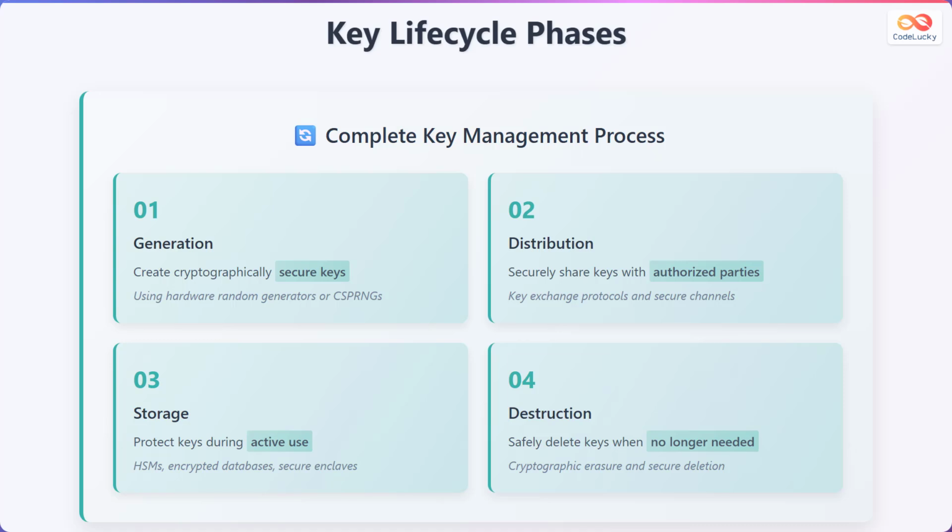Phase 2, distribution, focuses on securely sharing keys with authorized parties through key exchange protocols and secure communication channels. This phase often represents the weakest link in many cryptographic implementations. Phase 3, storage, protects keys during their active use through hardware security modules, encrypted databases, or secure enclaves that provide isolation from other system components.